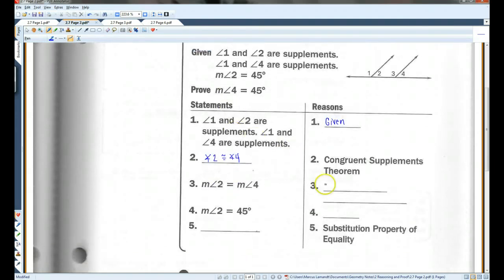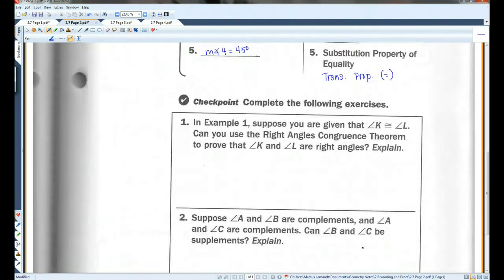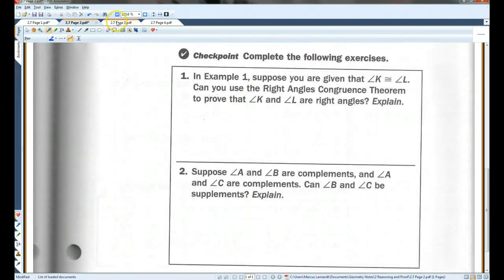If they're congruent, then they also have to be equal. That's the definition of congruent angles. We're given that angle 2 equals 45 degrees. But if angle 2 equals angle 4 and angle 2 equals 45 degrees, then angle 4 also has to equal 45 degrees. Two different things you could use to prove this. You could say substitution, or you could say transitive property. Either one would work here. Alright, I'll let you guys do the checkpoint. Let's go on to page 3.